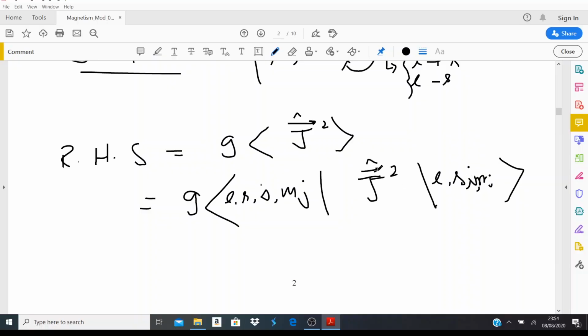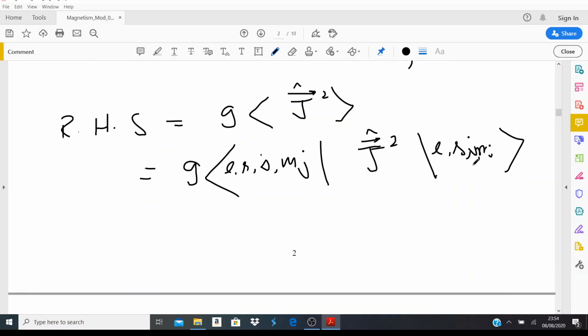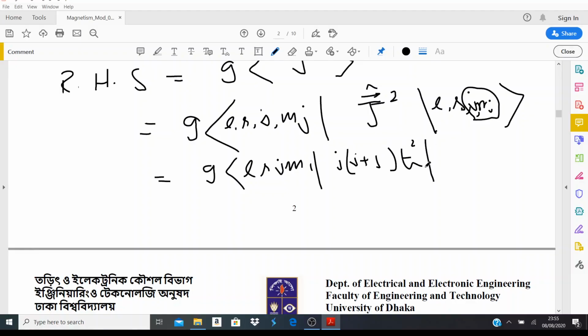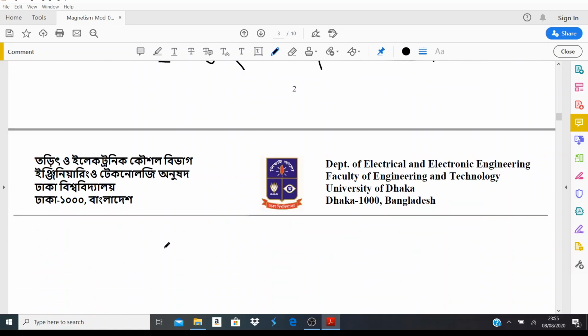And you remember what J square acts on, right? When it acts on this state, J square will talk to J and Mj, these two quantum numbers. And what it will produce, if you recall from the last lecture, is the eigenvalue J times J plus 1 h bar square, times the state itself. So the state remains the same, L S J Mj. That's just a number. You can bring it outside the expectation value, right?